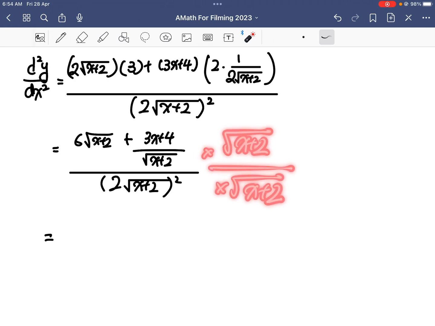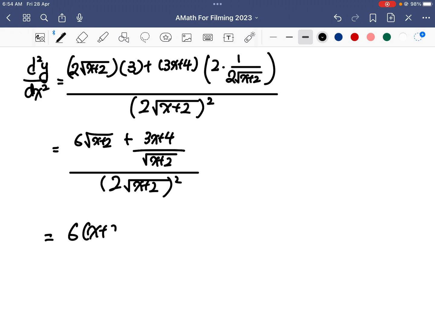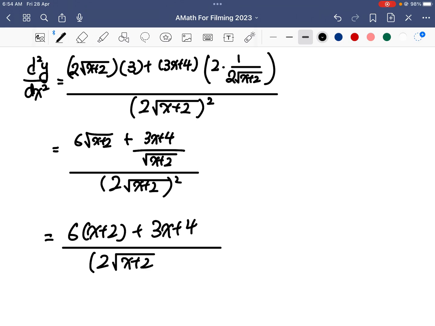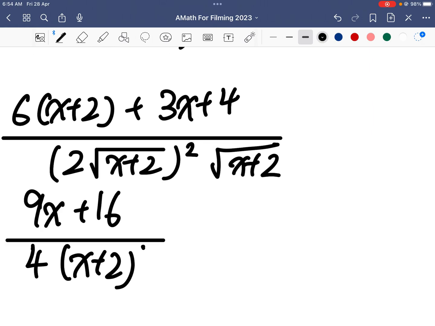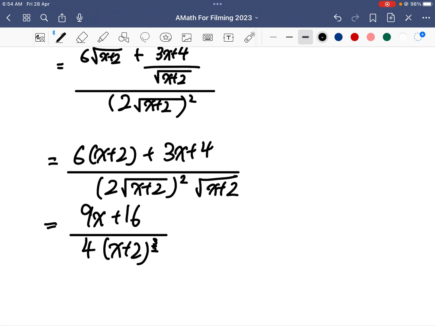If I do this, I'll get 6x plus 2 plus 3x plus 4, divided by 2 times (root x plus 2) squared times root x plus 2. If I simplify everything, I'll get (9x plus 16) over 4(x plus 2) to the power of 3 over 2. This gives me the second differential.